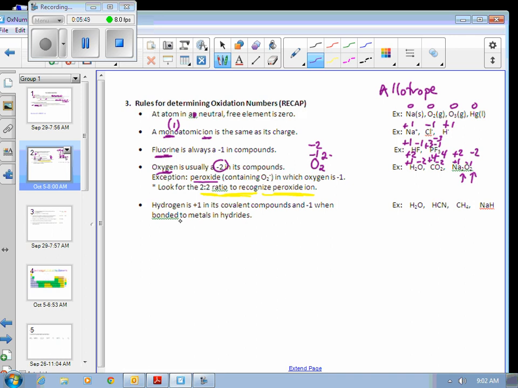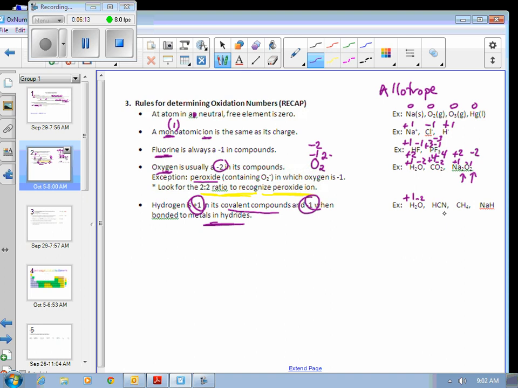Hydrogen can go 2 ways. Hydrogen is always a +1 in covalent compounds, but it's a -1 when bonded to metals, in hydrides. So let's take a look. Water, we did that one already. Oxygen was a -2, so the hydrogen was a +1, okay? This is a covalent compound. That makes sense.